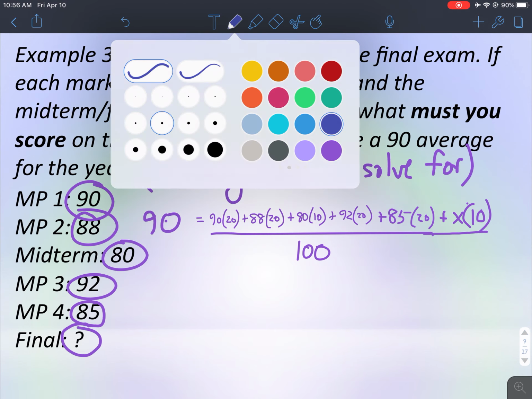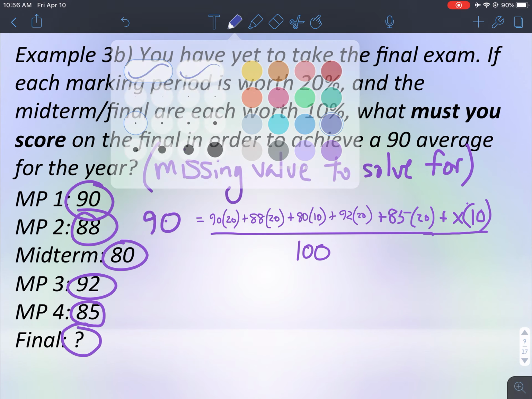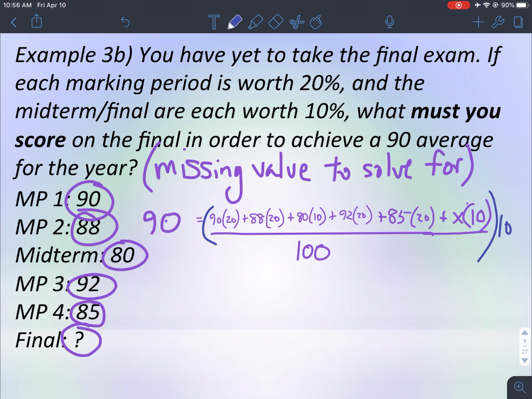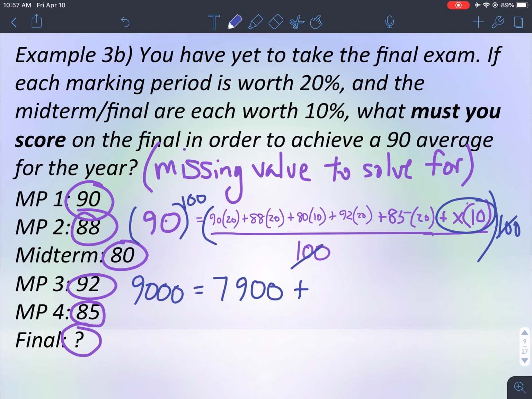All of this is going to equal 90. In order to solve this algebraically, first, I'm going to multiply both sides by 100. 9,000 equals, and I'm going to multiply these values and then add them up. That should come out to 7,900 plus that last one, 10x, divided by 100. Well, we already took care of that, so we don't need that.